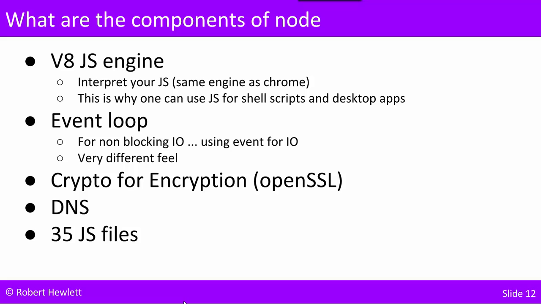And again, crypto for encryption, right? So if you're dealing with HTTPS, right? So encrypted sites, being able to send encrypted data and decrypt data. Dynamic name service, looking up basically web addresses, forwarding, all that sort of stuff. And like I said, it's only about 35 JavaScript files. Not too much.